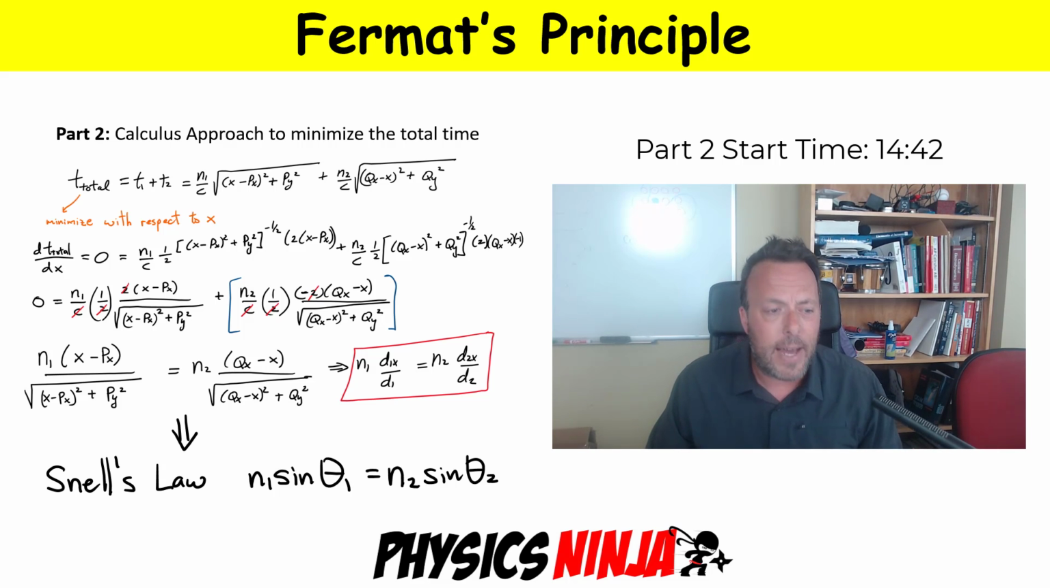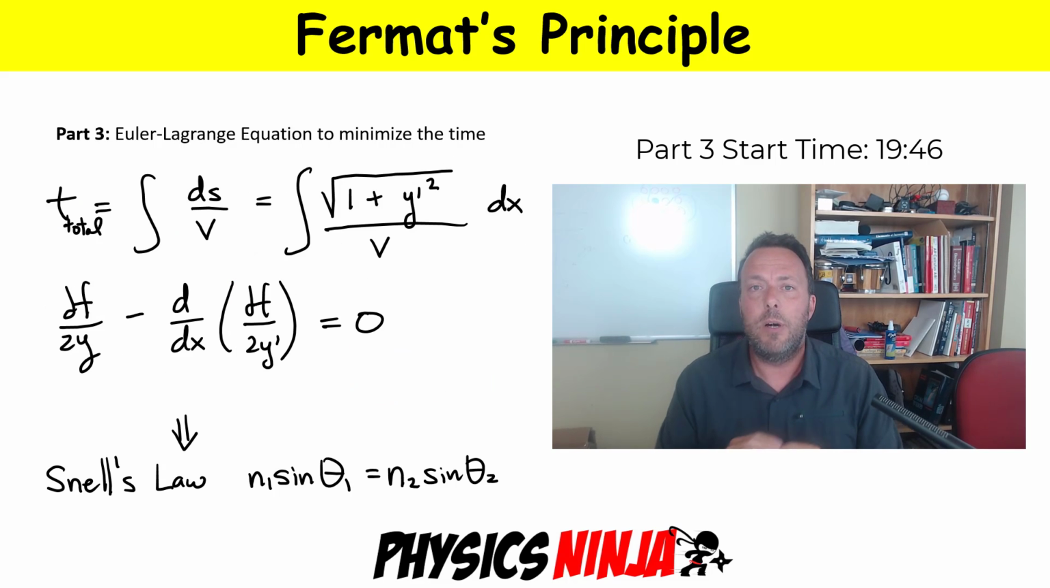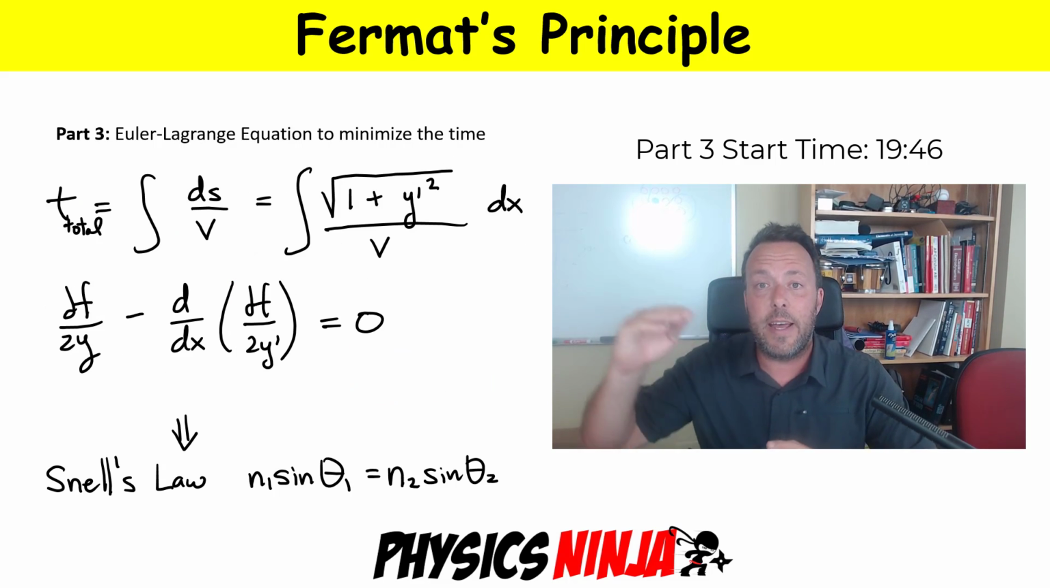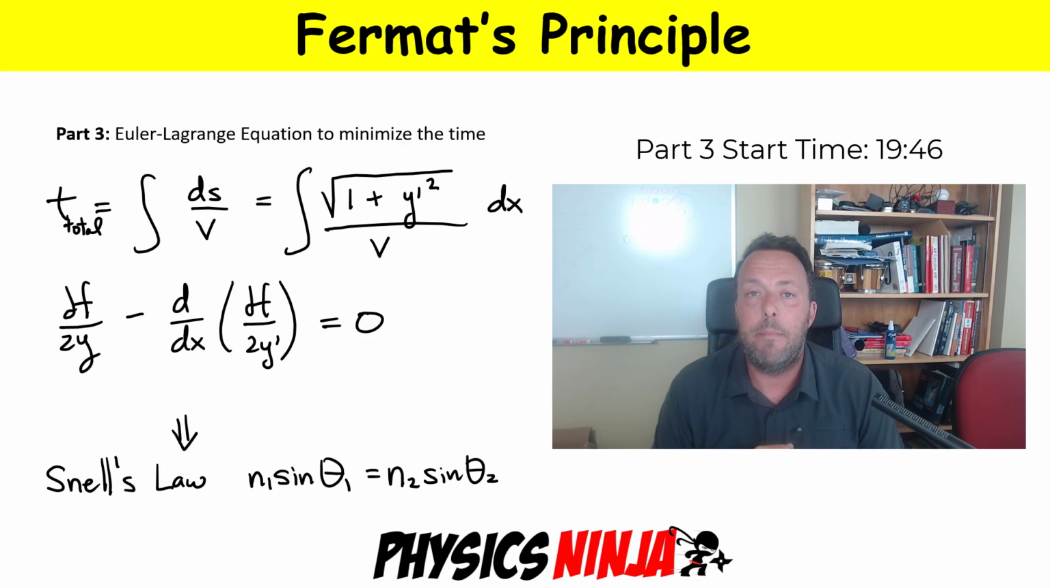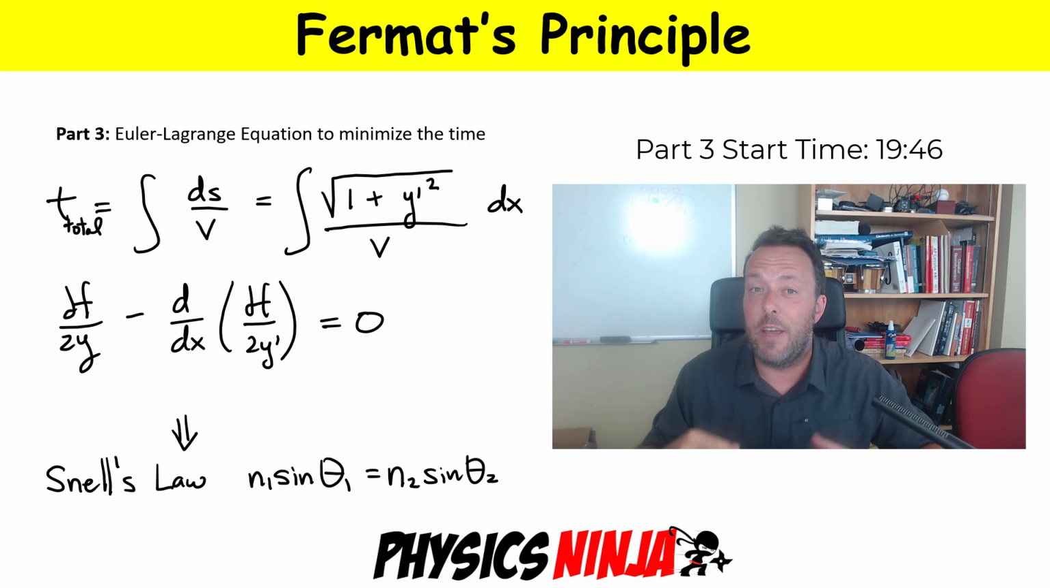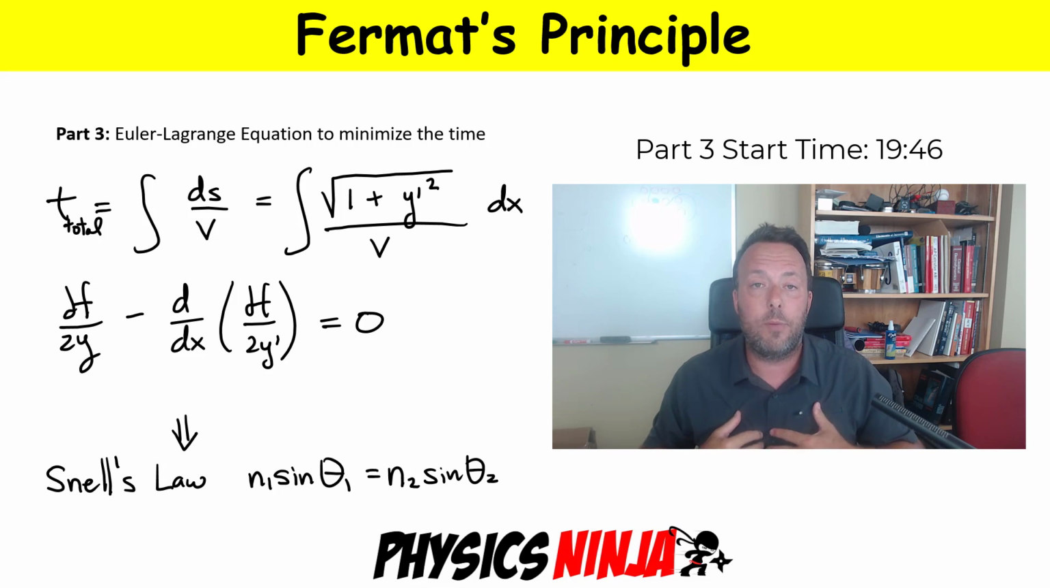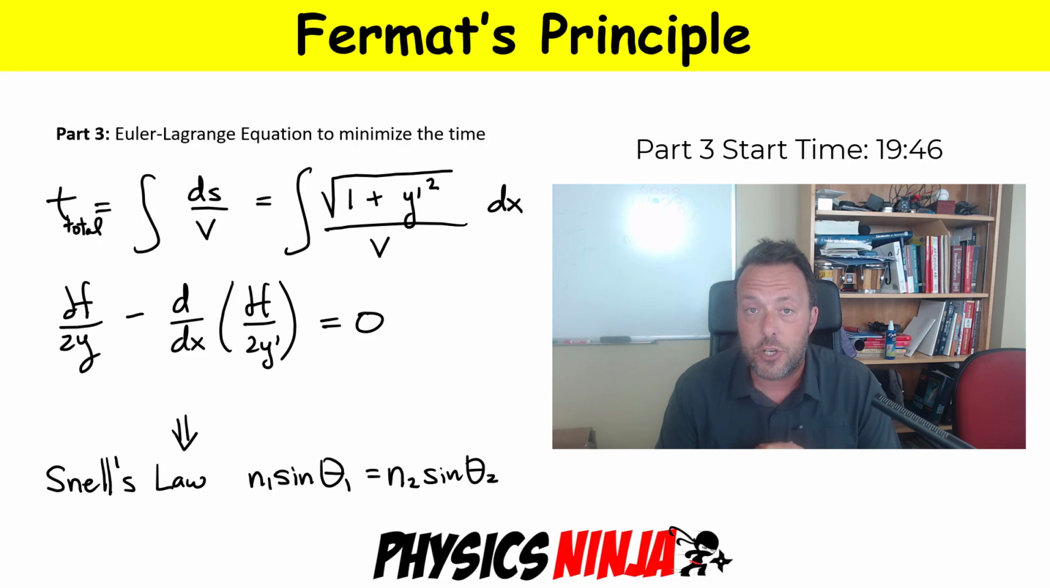All right, the last part of the video is basically another calculus approach, but it's a little bit more of an elegant, more advanced problem-solving method that involves, if you're trying to find an extremum of a function, which in our case is going to be the time taken, you can use a solution to the Euler-Lagrange equation. And I'm going to show you how to do that. How do you set up the function and then plug it into Euler-Lagrange in order to, again, obtain Snell's law.